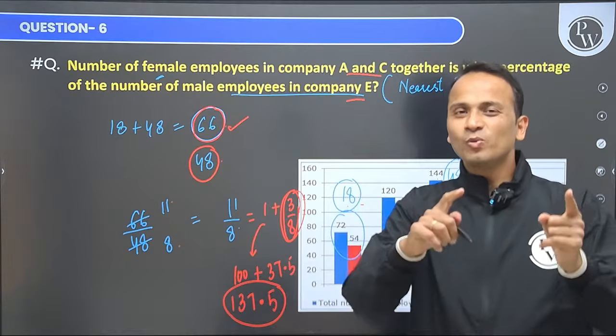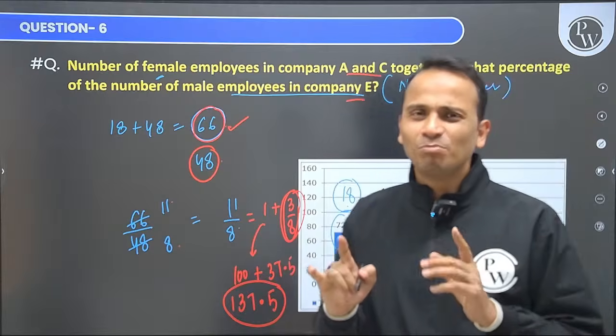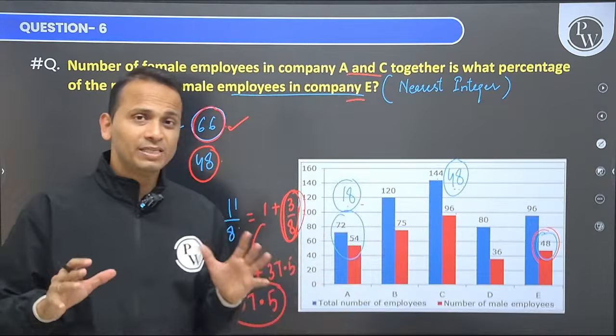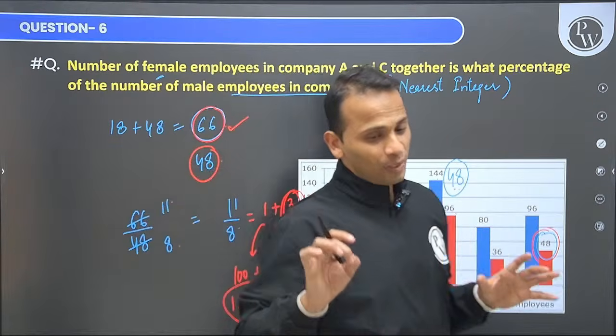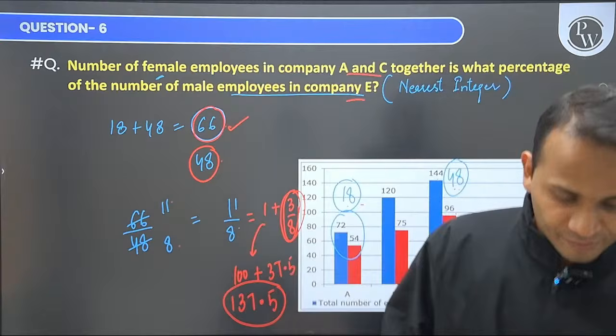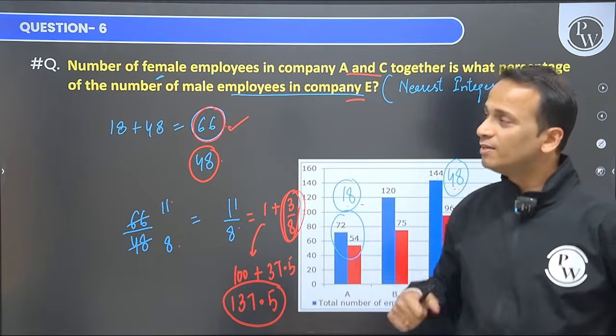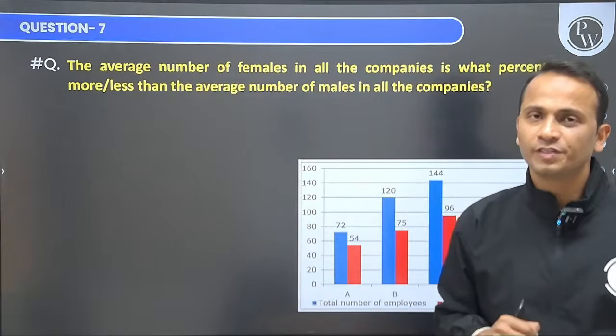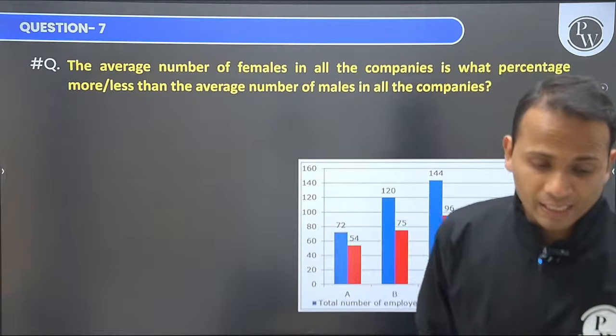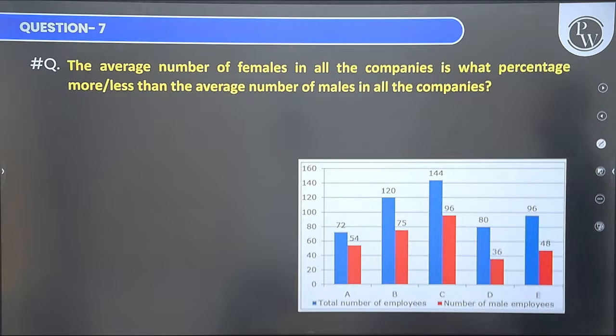Earlier you were calculating 133.33. I don't know on what basis you were calculating that. So 137.5, yes, it is correct. Okay. Sixth question done. Let's move on to the last question of the day, which is once again a theta based question.